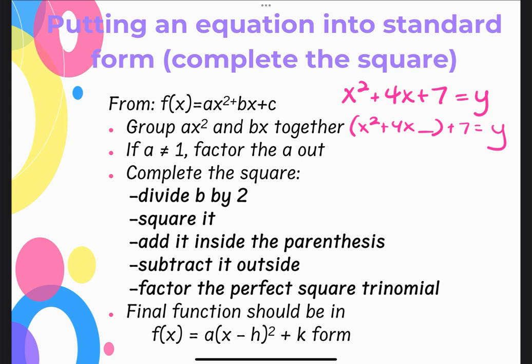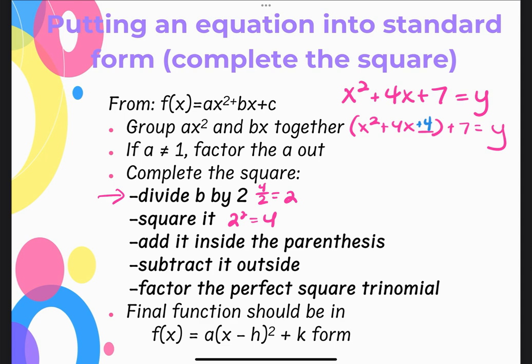Then if a is not a 1, we would factor the a out. So we'll do one of those in a second. But if there was something in front of the x squared, we would factor it out of both these terms. And then we would complete the square. We're going to divide b, which is the second term, by 2. In this case, I made it nice and easy for the first time, but 4 divided by 2 is 2. Then we take that term and square it. 2 squared would be 4. Then we add it inside the parentheses. So I would add the 4 in here.